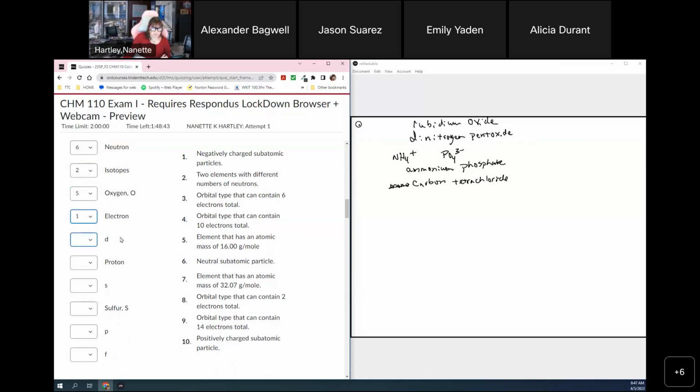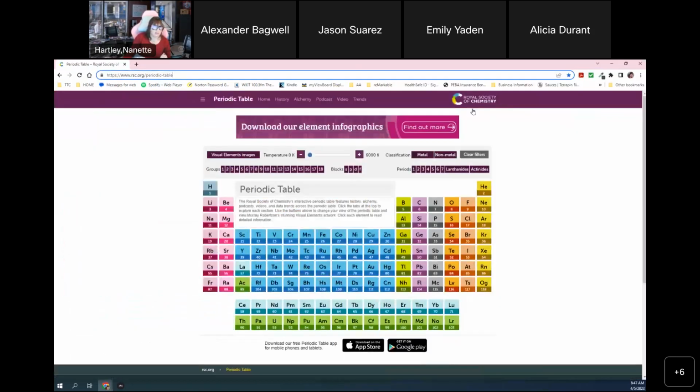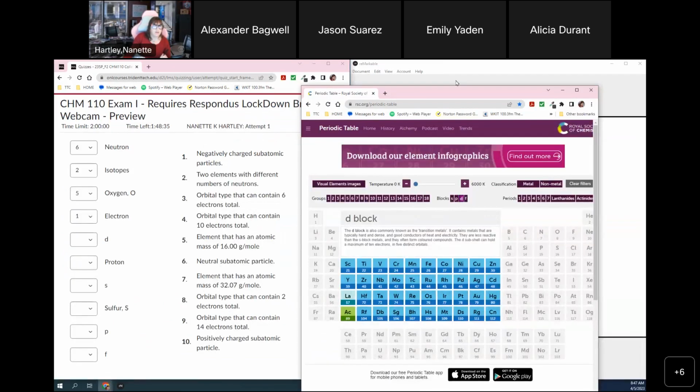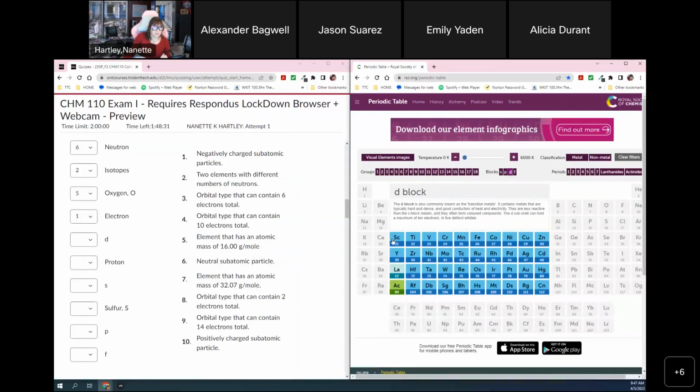The d orbitals are the ones here in the middle. So if I want to look at my d block, I can call that up here. That's this block right here in the middle. I know that there are 10 of those. There are actually 5 of those. So 1, 2, 3, 4, 5, 6, 7, 8, 9, 10. So I find the one that says orbital type that can contain 10 electrons total, and that's 4.